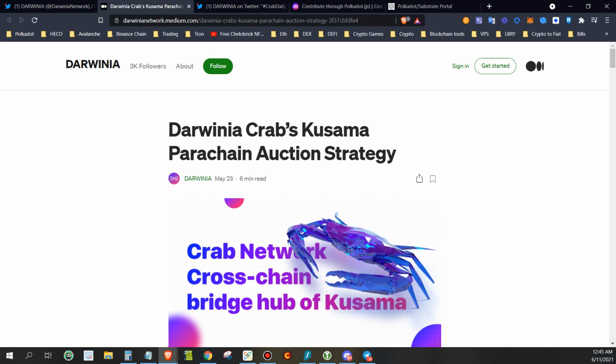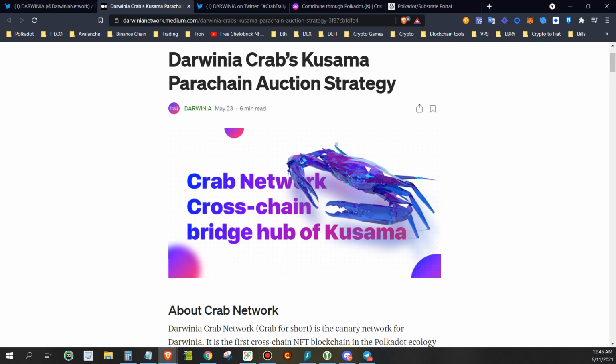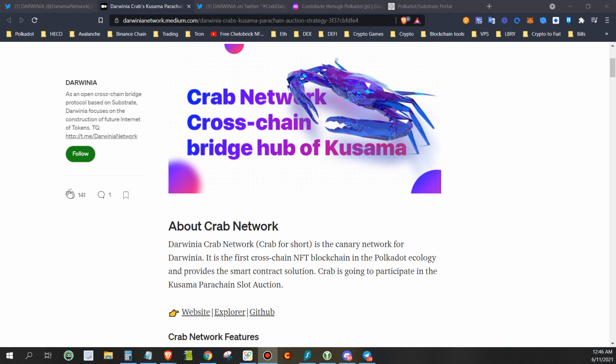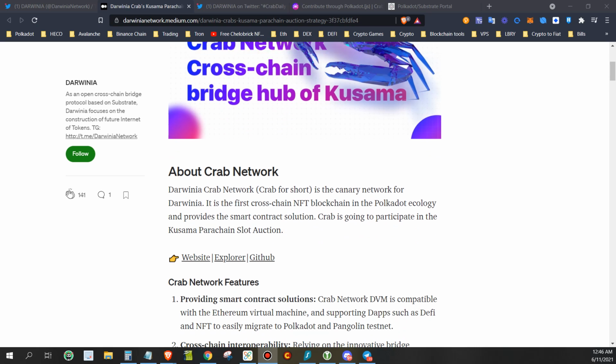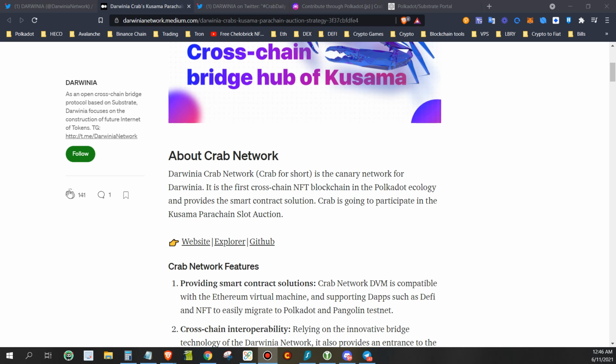Darwinia's Crab Kusama Parachain Auction Strategy. So this is Crab Network, Cross-Chain Bridge Hub of Kusama. About Crab Network: Darwinia's Crab Network, or Crab for short, is a canary network for Darwinia. It is the first cross-chain NFT blockchain in the Polkadot ecology and provides a smart contract solution. Crab is going to participate in the Kusama Parachain slot auction. Here's the website, explorer, and GitHub.